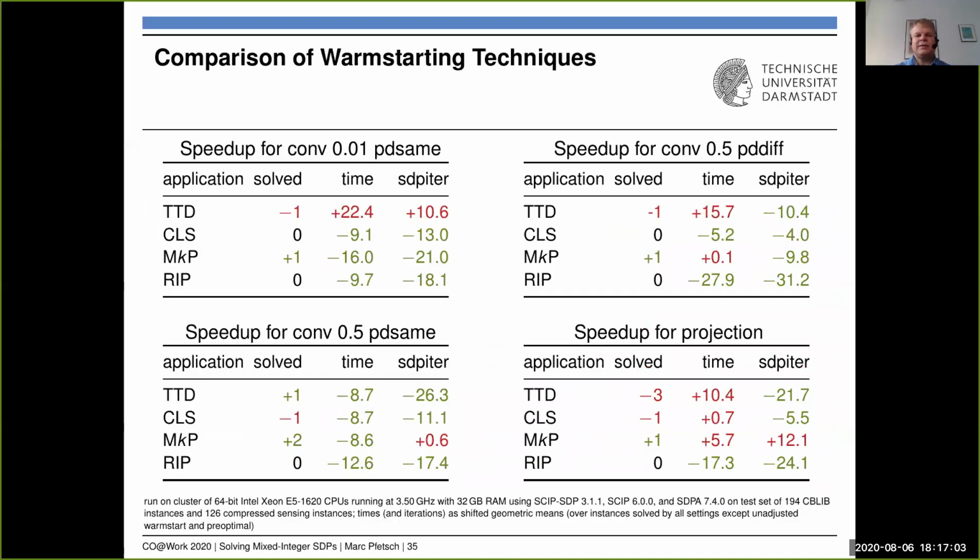But if you now look at the results for the different applications, so for truss topology, cardinality constraint, least squares, and the partitioning and the restricted isometry problem, then you see that for some cases we actually get a speed up. If there are negative numbers, we get a speed up. And for some, we get slower. For projection, we are mostly getting slower. But for the RP application, we get faster. So it's a mixed table. And this means for certain applications, it might be very well feasible to use Warmstarting, and we get a speed up of sometimes up to 30%.